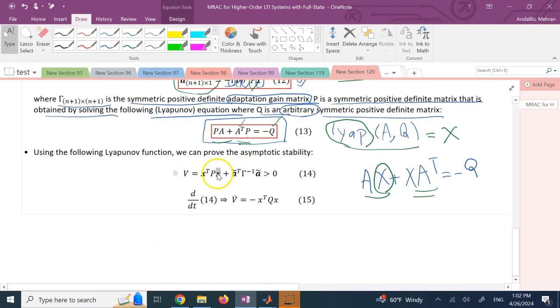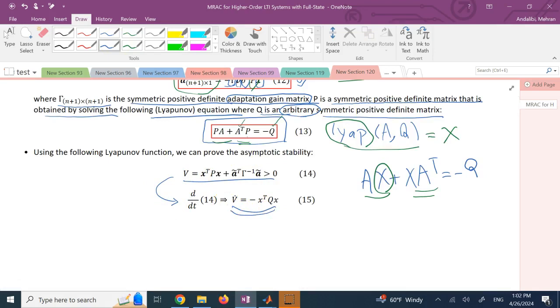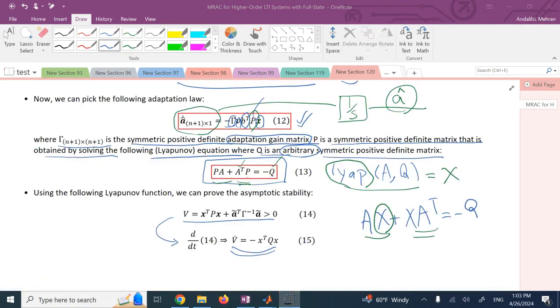They have to be bold font. Plus A tilde transpose gamma inverse A tilde. Clearly, this function is going to be positive. And if you take the derivative of that, you can find that V dot equals negative X transpose QX. I'm not going to prove it for you here, but you can do it as practice yourself.